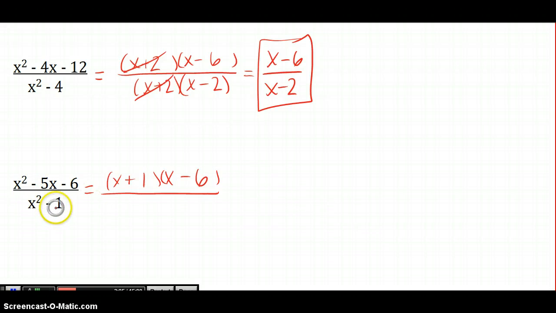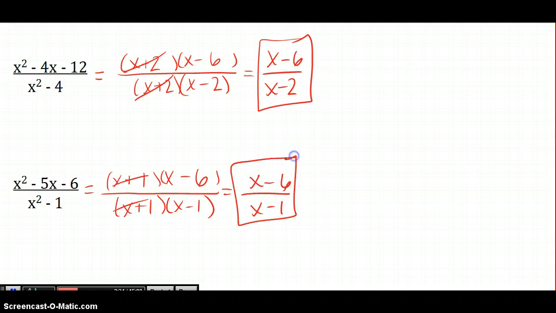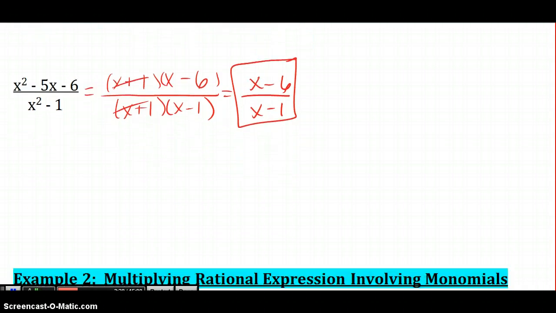On the bottom, 1 is a perfect square because the square root of 1 is just 1. So the factors of x squared minus 1 are x plus 1 and x minus 1. Your common factor is x plus 1, so you're just left with x minus 6 over x minus 1. And that's your answer. Simple enough, you just have to remember all your factoring tricks.